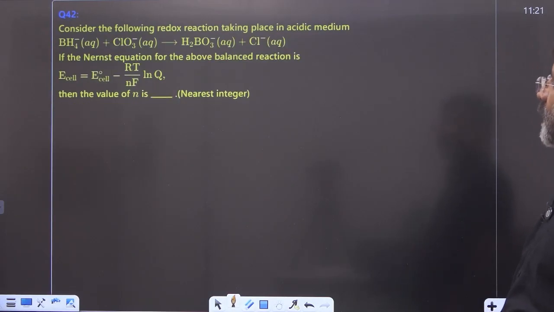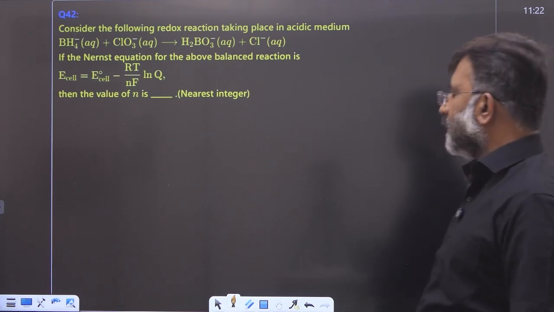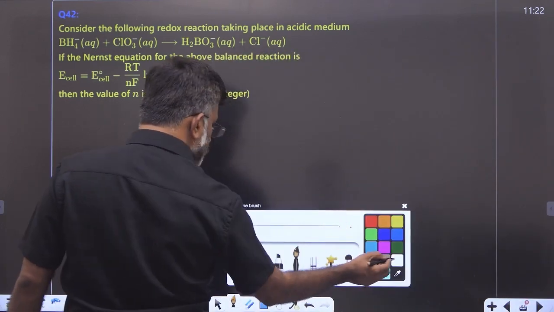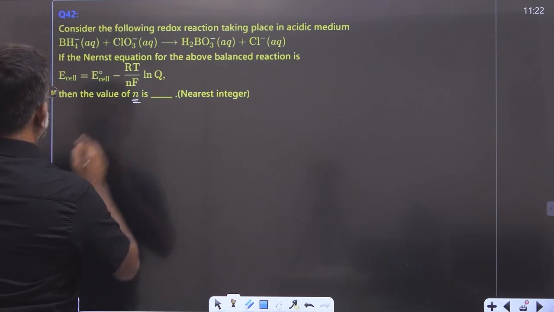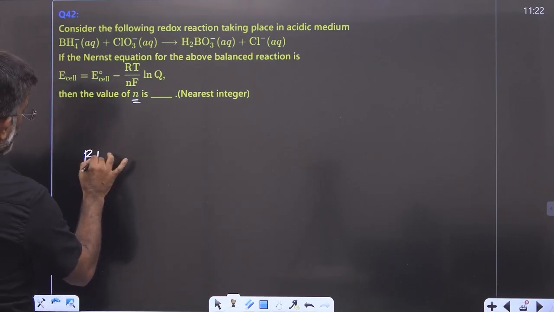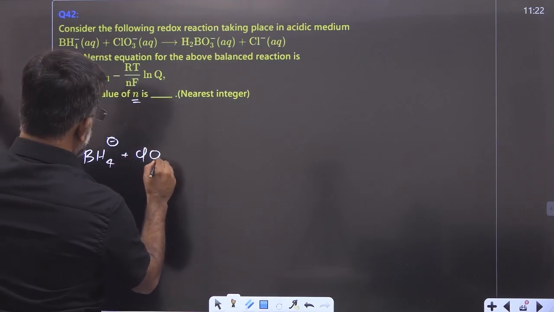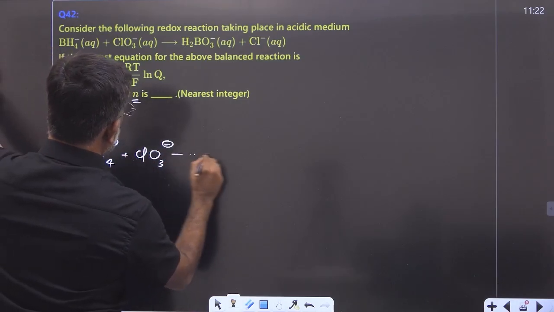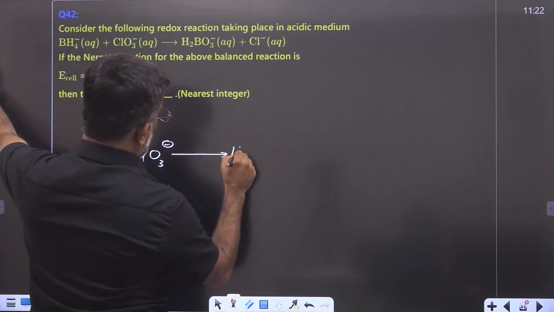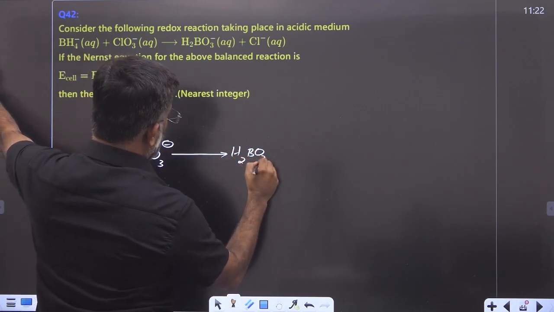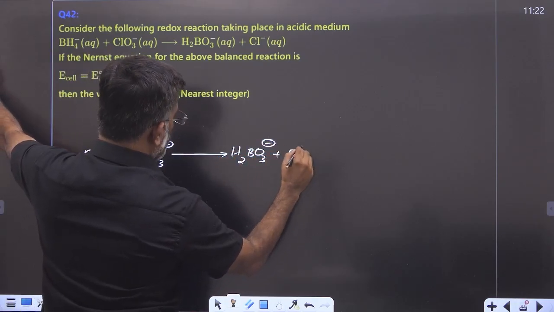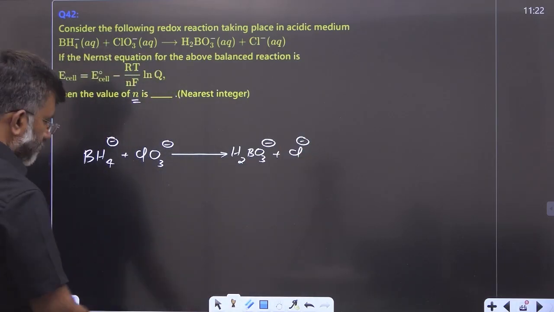Consider the following redox reaction taking place in acidic medium. If the Nernst equation for the above balanced equation is available, what is n? So the n factor is the question. So we have BH4 minus plus ClO3 minus, you get H2BO3 minus plus Cl minus. Simple question, right?